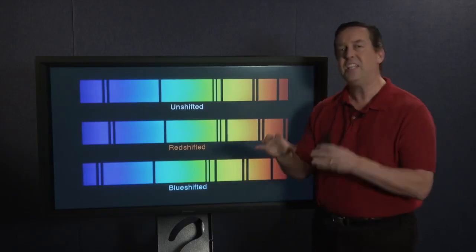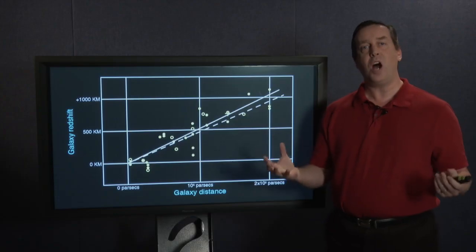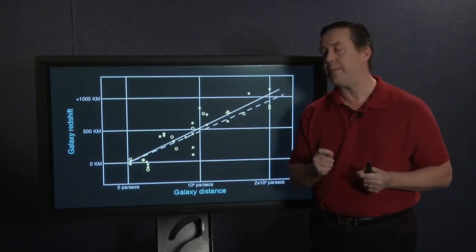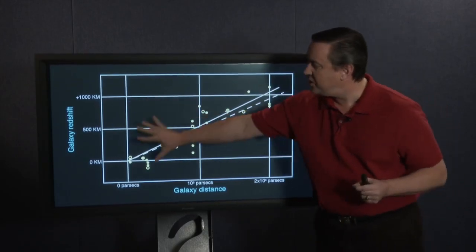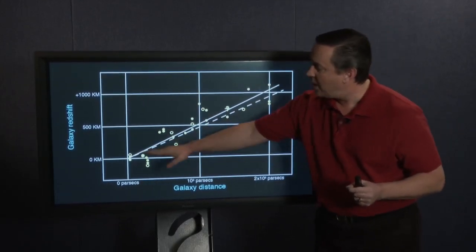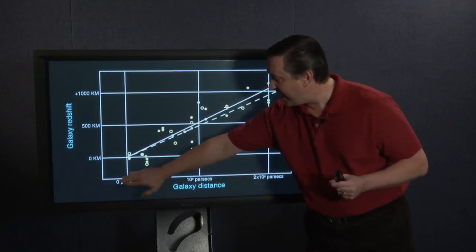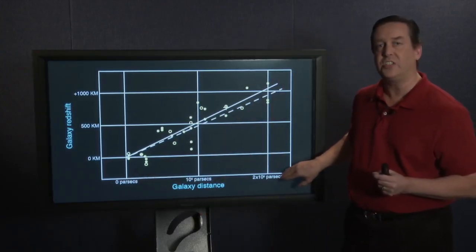So by looking at these spectral lines in the spectrum of an object, we can tell whether the objects are moving toward us or away from us. We can do that, for example, for galaxies. And this is Edwin Hubble's original diagram from the 1920s when he did just that. He took all the galaxies he could measure, and on the y-axis here we're showing the galaxy redshift, and on the x-axis here we're showing the galaxy distance.